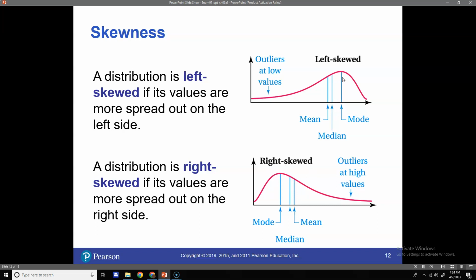Notice the mode is the highest point of the curve. The median would actually divide the areas, where the area to the left of the median is equal to the area to the right of the median. And then the mean is as is traditionally defined.